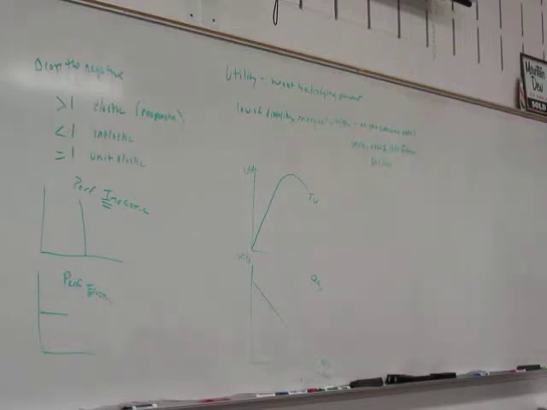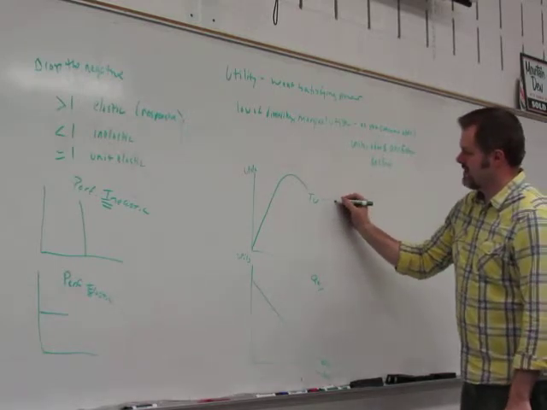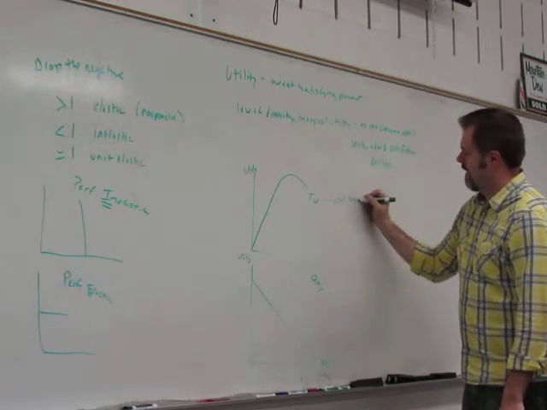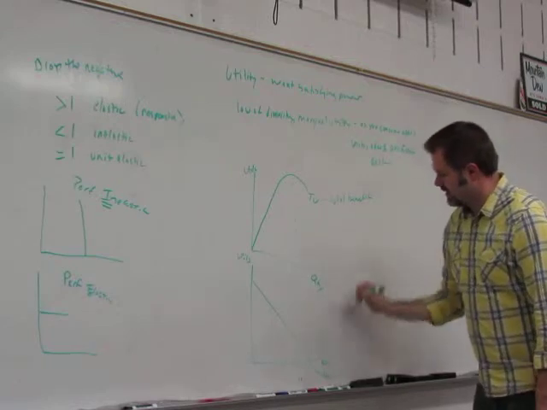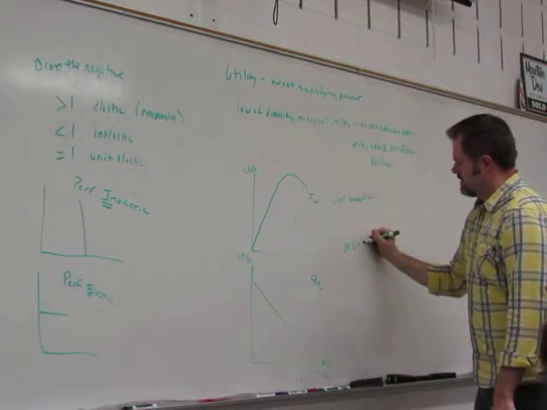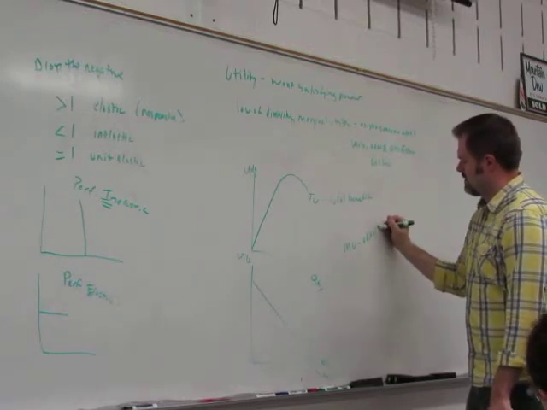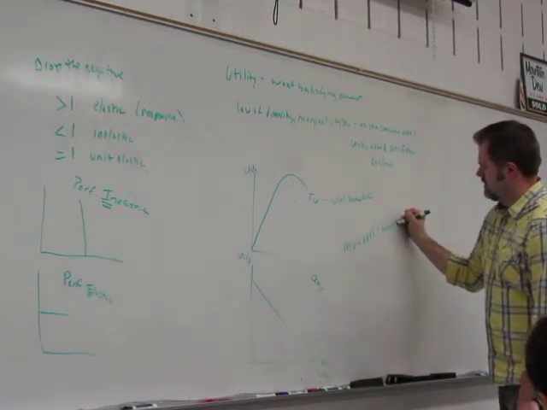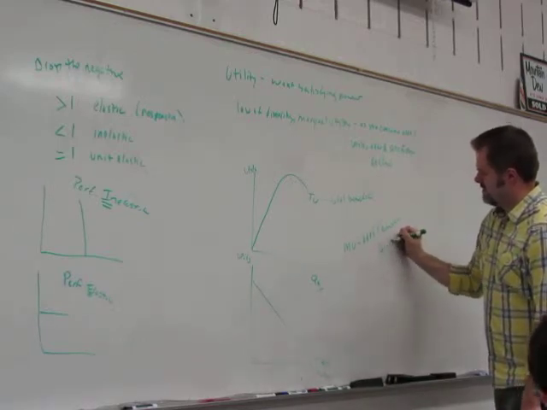So your total utility simply stands for your total benefit. Marginal utility is the additional benefit for each unit.